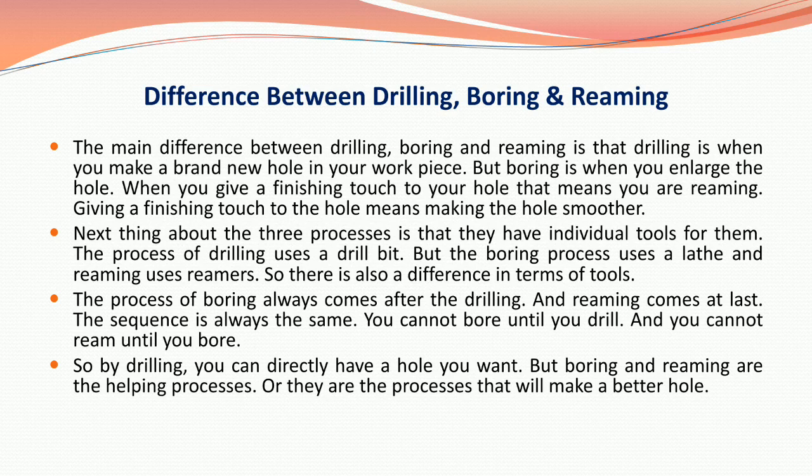To make a hole, you must need drilling. To enlarge that hole, you need boring, and to smooth out that hole, you need reaming. So these are all three processes. Next thing about the three processes is that they have individual tools for them. The process of drilling uses a drill bit, but the boring process uses a lathe, and reaming uses reamers. So there is also a difference in terms of tools.